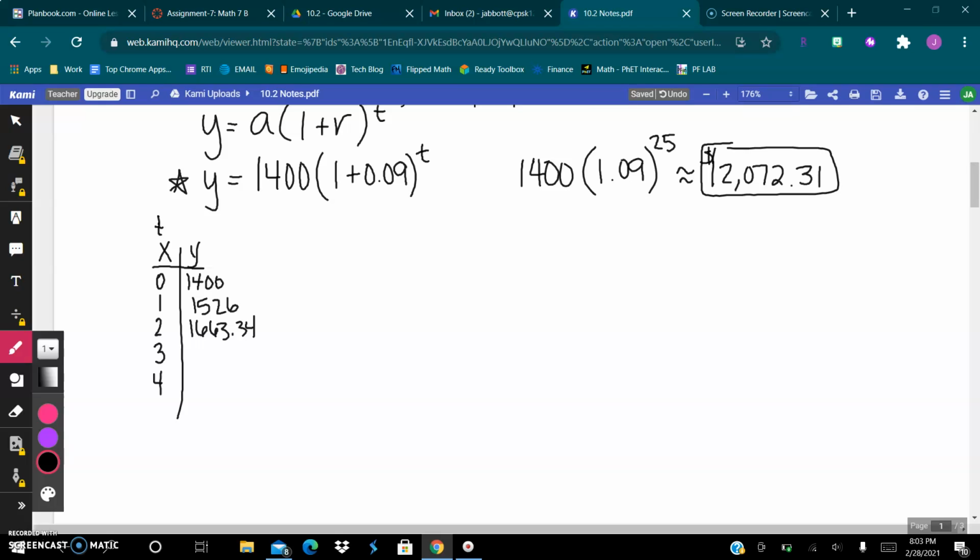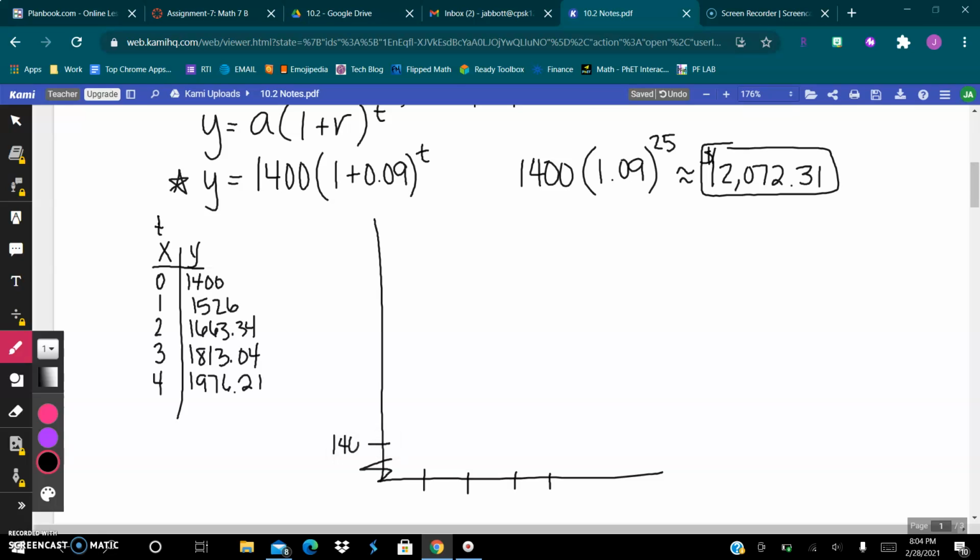And 3 years is $1,813.04. And 4 years is $1,976.21. So now we're going to have to plot this. And I'm going to make a little jag here that says we are skipping up to this 1,400. And I'm just going to go by 100s here.